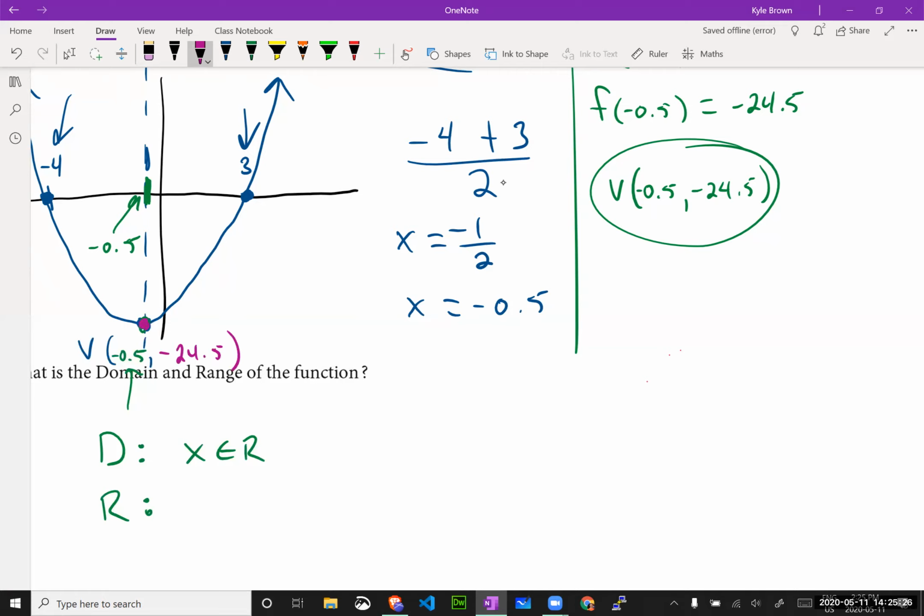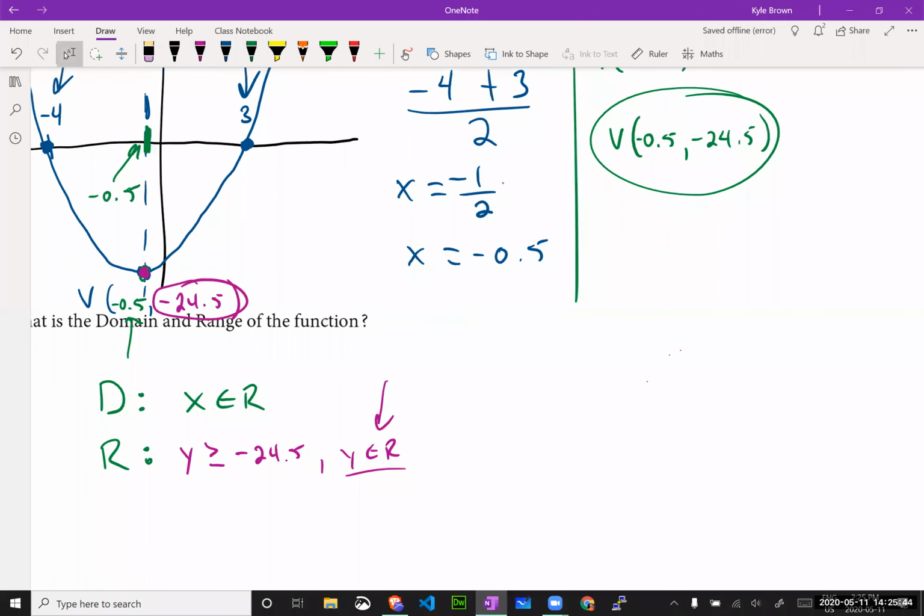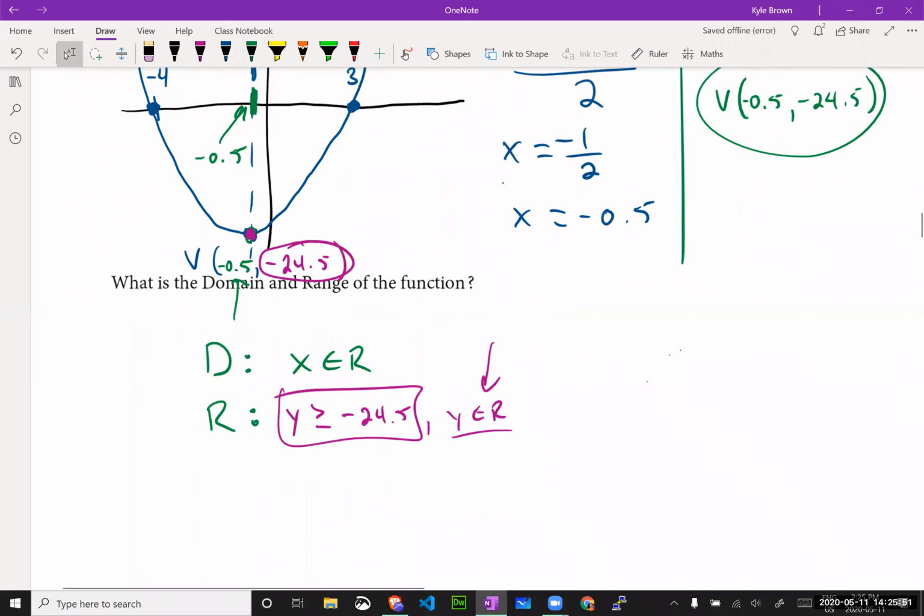So we're going to say y has to be greater than or equal to the y value at that point, right? Negative 24.5. And then you could write down where y is a member of the real numbers, right? I don't care too much about that part. Tack it on the end if you like. But it's really this part that's the important bit, okay? All right, so that's it.